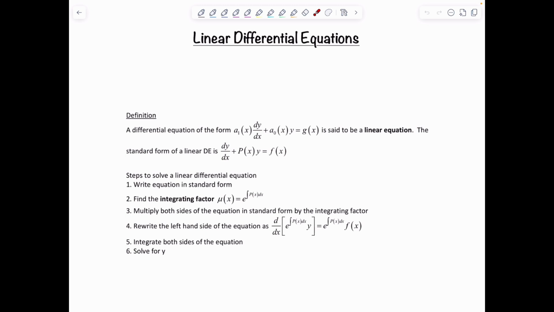So a differential equation of the form a sub 1 of x dy dx plus a naught of x y equals g of x is said to be a linear equation, and the standard form is right here. We rewrite it as dy dx plus p of x times y equals f of x. And the steps to solving a linear differential equation involve writing it in standard form first, finding the integrating factor, which is mu of x, it equals e raised to the integral of p of x dx. Then we multiply both sides of the equation by the integrating factor, rewrite the left-hand side as the derivative of the integrating factor times y, and then integrate both sides and solve for y.